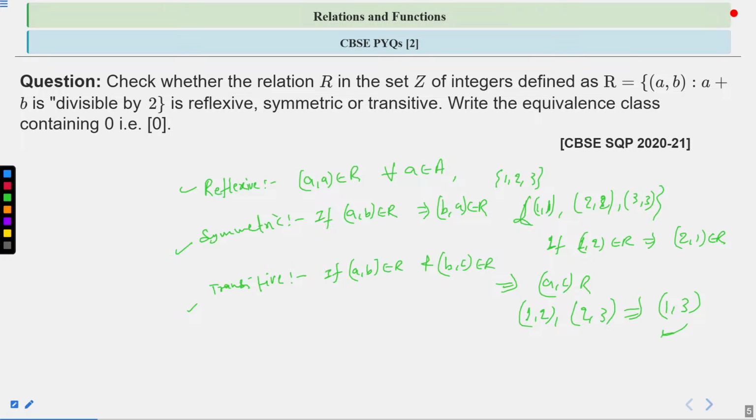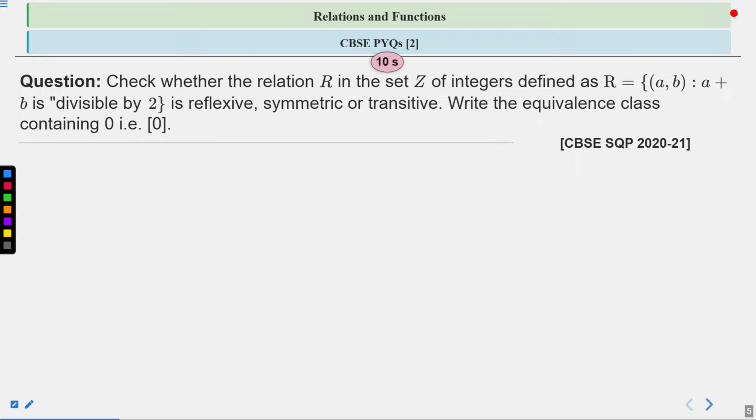Okay. So let us move to the solution part. You have 10 seconds to solve or think about this question. After that, we will discuss the solution part. Okay, let us move to the solution part.